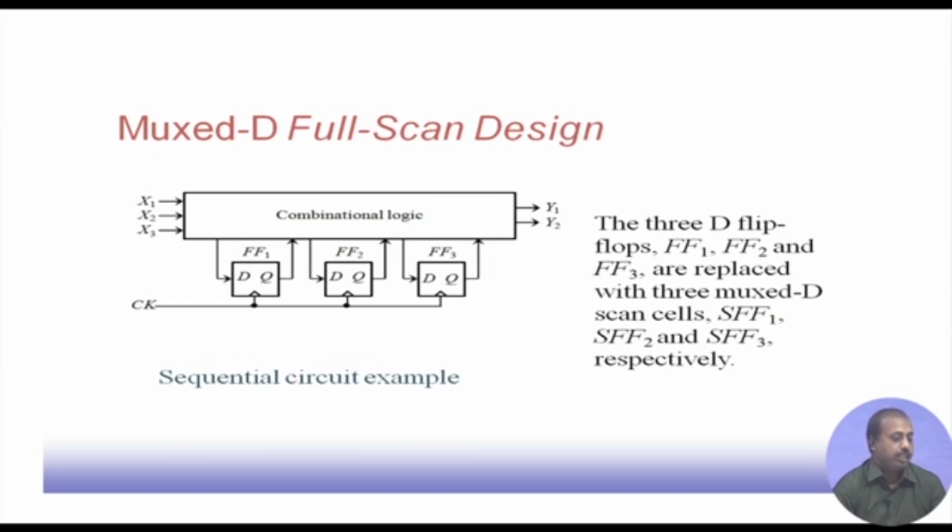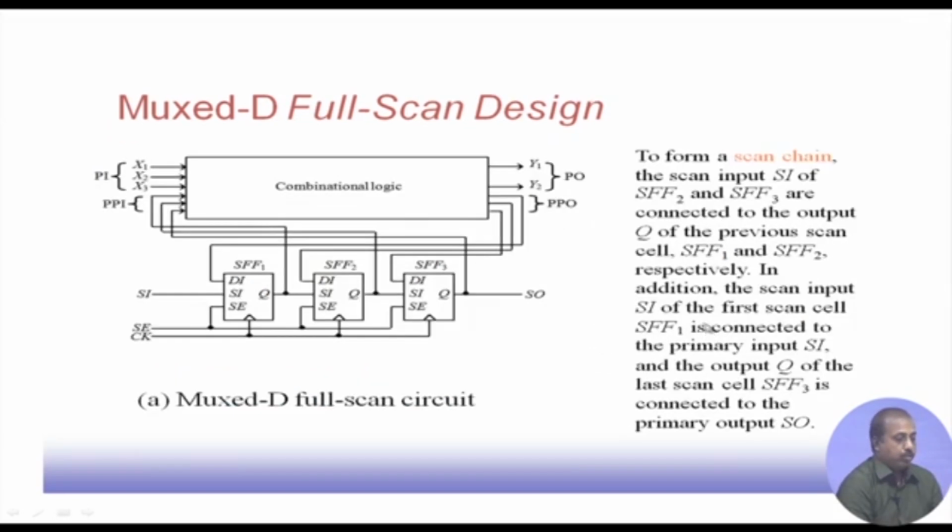Suppose this is a sequential circuit, where we have 3 flip flops FF1, FF2 and FF3, and then this combinational logic. X1, X2, X3 are primary inputs, and Y1, Y2 are the primary outputs. In a masked full scan design, these flip flops 1, 2 and 3 will be replaced by 3 masked D scan flip flops SFF1, SFF2 and SFF3. So, this is the representation.